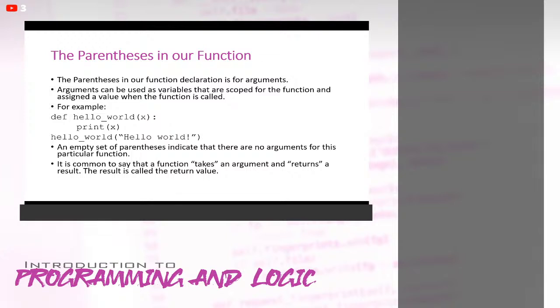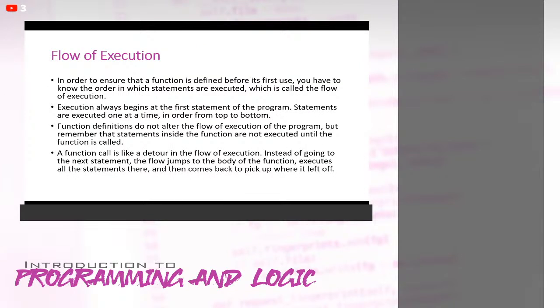Let's look at this screen here, about flow of execution. In order to ensure that a function is defined before its first use, you have to know the order in which statements are executed. We call this the flow of execution. With what we're doing so far, everything is what we call linear flow, or linear execution, meaning it just reads everything from top to bottom. So in order for our interpreter to know what functions are, we have to put them higher up than the call for that function. If I went back to our demo program and put those function definitions down below our function calls, our interpreter is going to get to those function calls first, and it's going to say, I don't know what those are. I've never seen those before. That's an error. It's broken. So we want to take care that we're putting our functions in the right place so that our interpreter knows where they go.